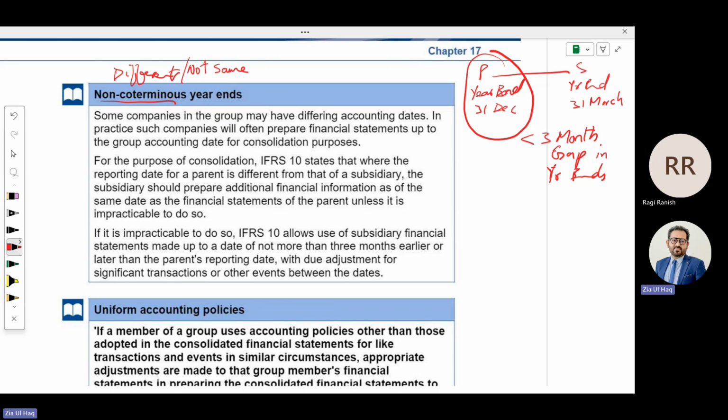Either the subsidiary year end is before the parent company year end or after it, but the gap period should be 1, 2, or maximum 3 months, not more than that. Suppose the subsidiary year end is 30th April, the gap period is more than 3 months, you cannot prepare consolidation at the parent company year end. You have to move towards the subsidiary year.